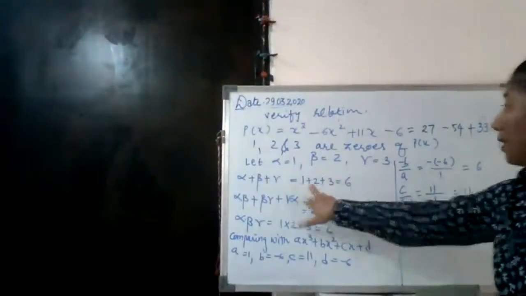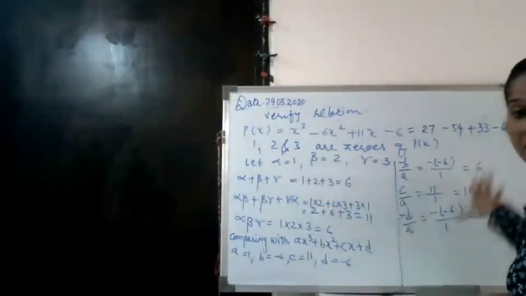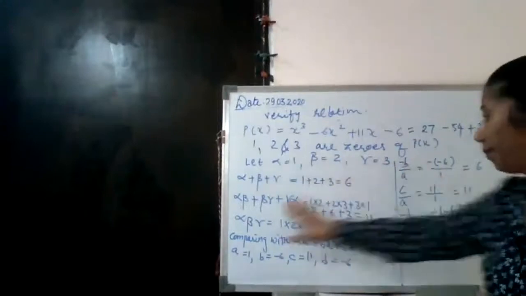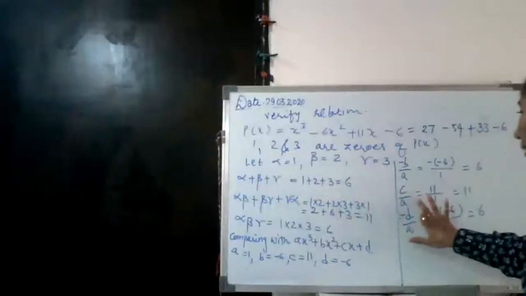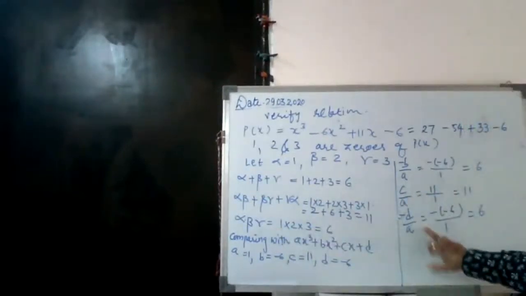Okay, so alpha plus beta plus gamma is minus b by a, and when we compare this statement, what do you get? Alpha plus beta plus gamma is equal to minus b by a. Alpha into beta plus beta into gamma plus gamma into alpha is equal to c by a. And alpha into beta into gamma is minus d upon a.